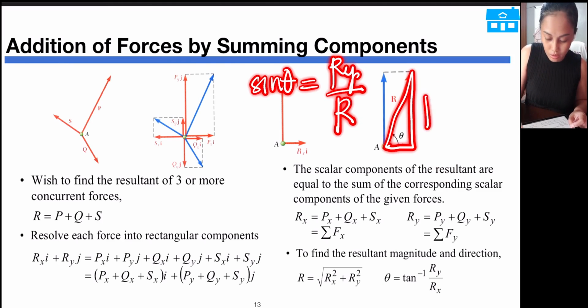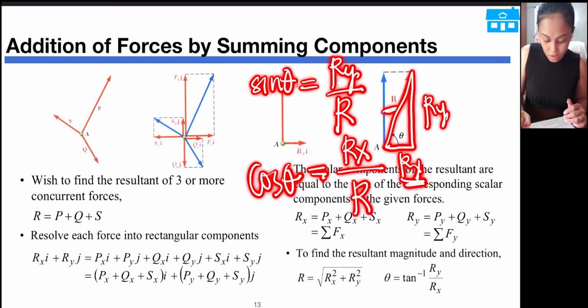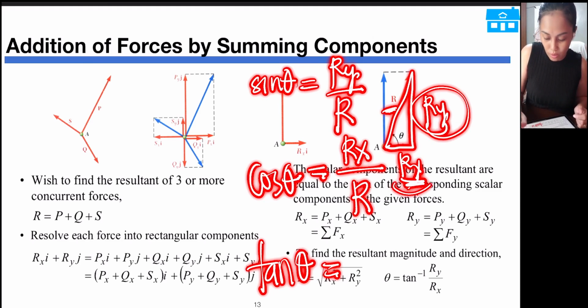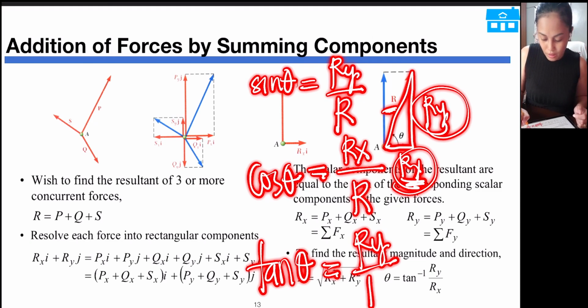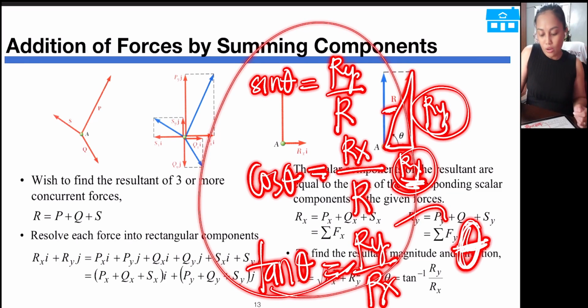Again, in this triangle, Ry, Rx. Cosine of theta: cosine is adjacent over hypotenuse, so Rx over R. Or you can use tangent theta, which is less confusing. Tangent is opposite over adjacent, or Ry over Rx. From this, you can also get the direction, or the angle at which your resultant force acts.